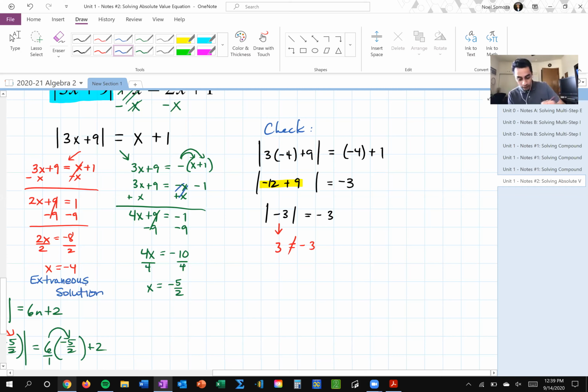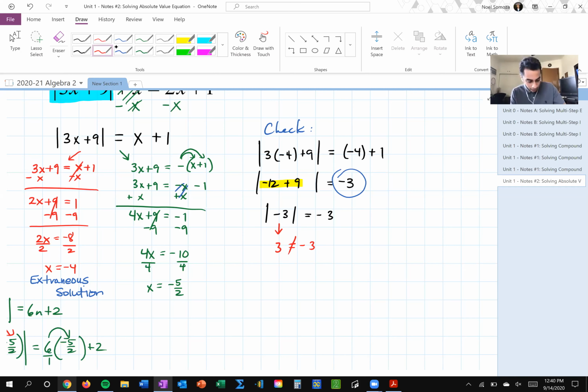But do you see how we knew that already just by knowing what the outside is equal to? When the outside of the absolute value equals negative, you can already tell that this is going to be extraneous, because no matter what, the inside of the absolute value is going to generate a positive number, and that positive number is clearly not equal to the negative number on the outside, right? Same thing kind of happens with the next number. Watch this. Let's check negative 5/2.